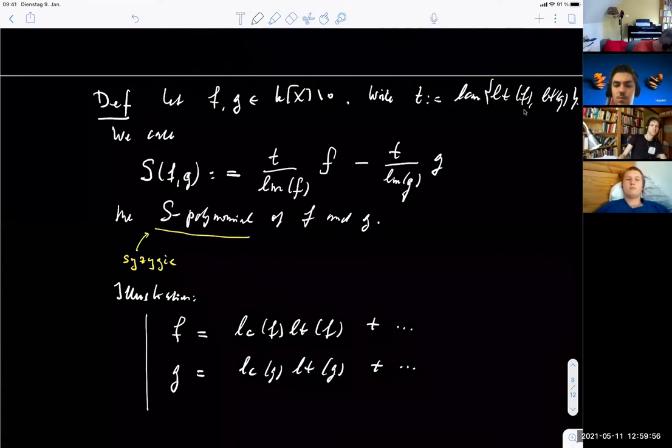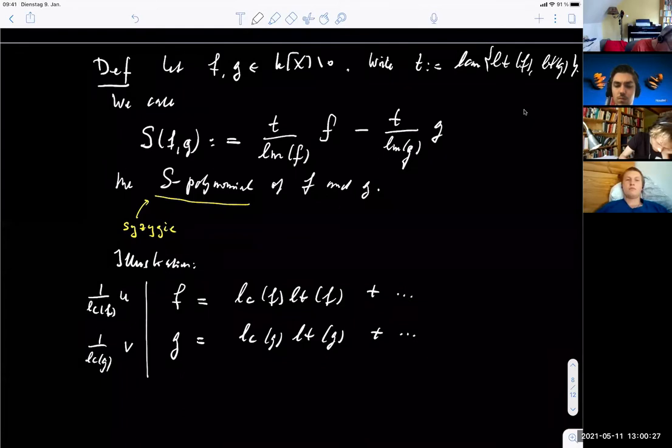So I multiply with the term u, and also I don't like this leading coefficient, so I divide by the leading coefficient. So u will be a term. This way, I make sure that the coefficient here will be 1. And here the same: I multiply with the term v, and I divide by the leading coefficient of G. And then I subtract.